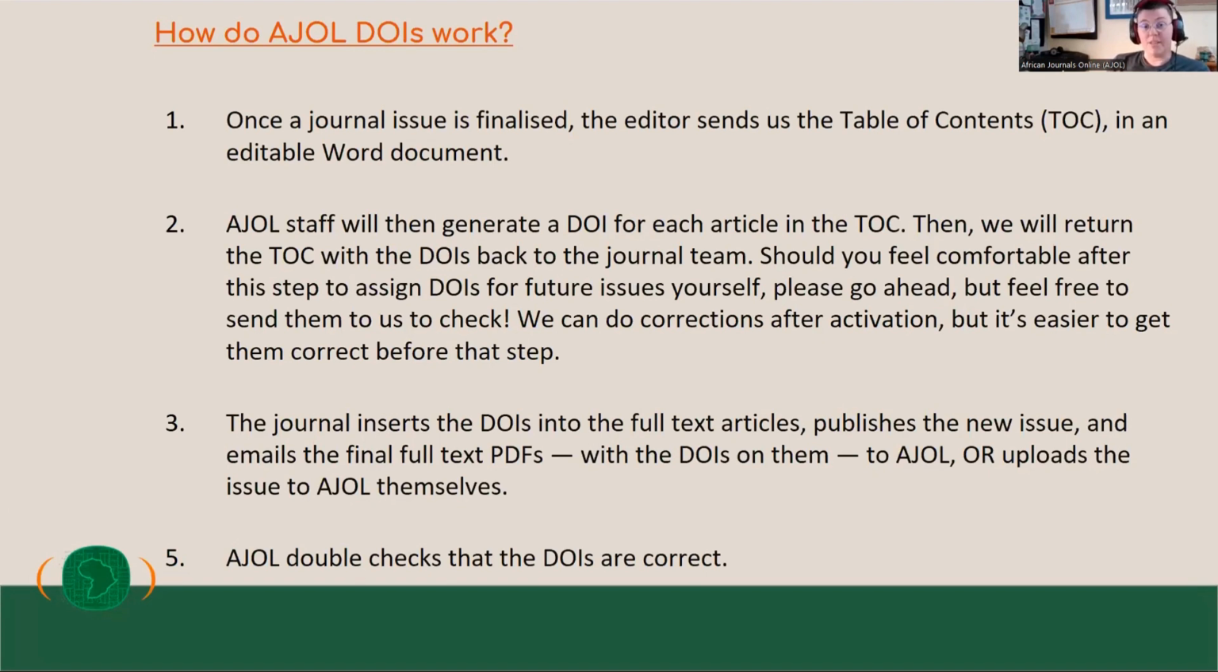AJOL staff will then generate a DOI for each article and table of contents. We use a pattern, which I will explain shortly. Then we send that back to you. And once you've got an idea of how the process works, it's very simple. Once you know how it works, basically you can assign your own.